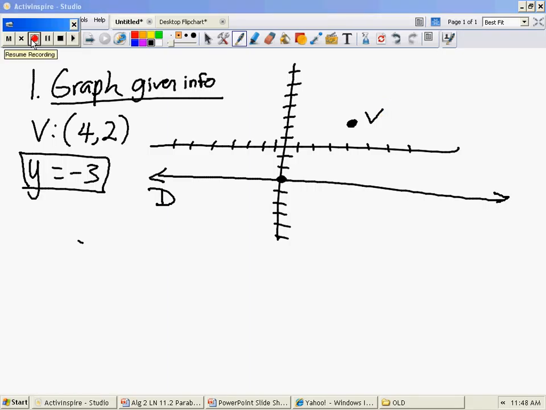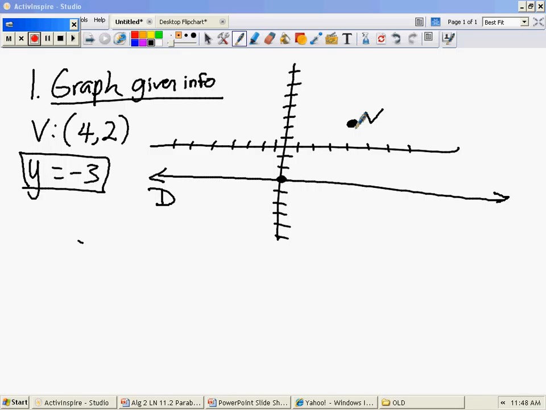Now we're ready for the second step. What am I looking for? I've got the vertex, I've got the directrix, and I'm looking for the focus. Now, where did I tell you the focus or the vertex should be? The vertex is always sandwiched between the focus and the directrix. So if my directrix is here and my vertex is here, where should the focus be?